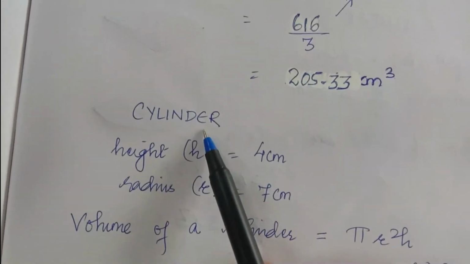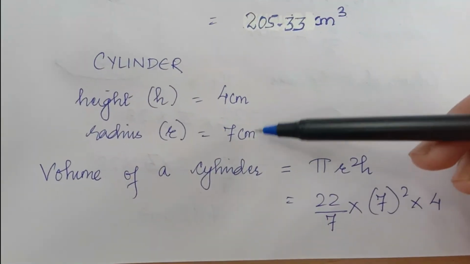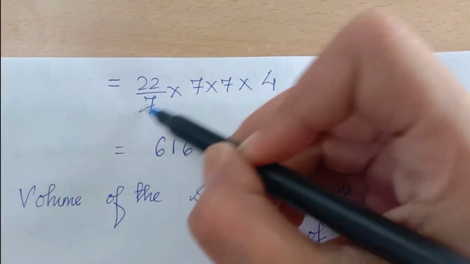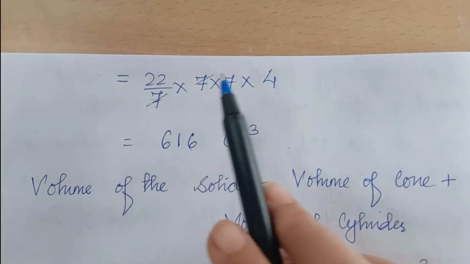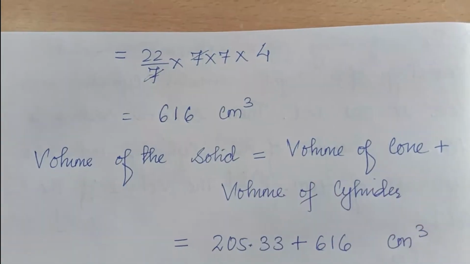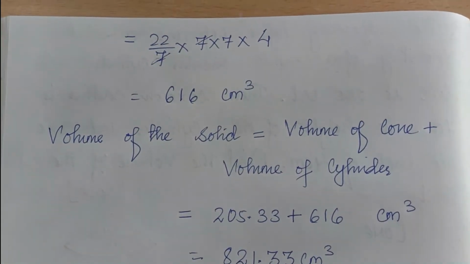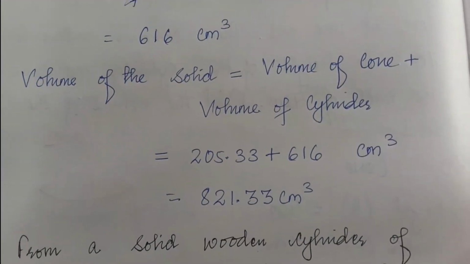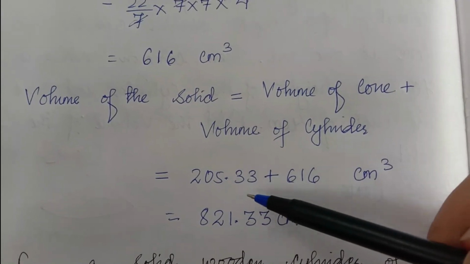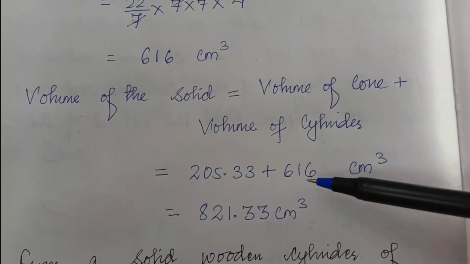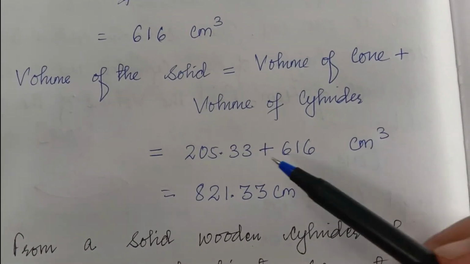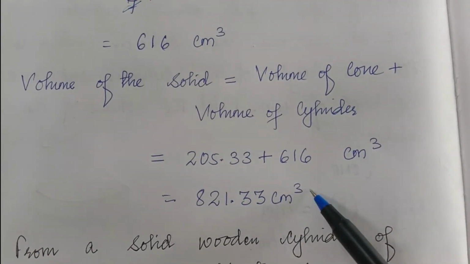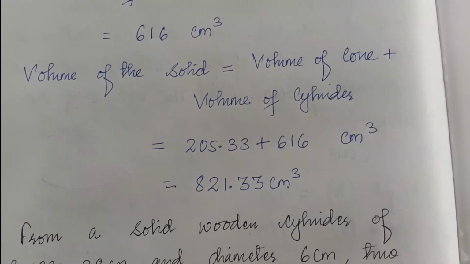Now we will find the volume of cylinder. Height and radius, formula is pi r square h. Now 7 cancel, 22 into 7 into 4, 616 centimeter cube. So volume of the solid is volume of cone plus volume of cylinder. Volume of cone is 205.33 and volume of cylinder is 616. So on adding these two numbers, you'll get 821.33 centimeter cube. This is the volume of solid.